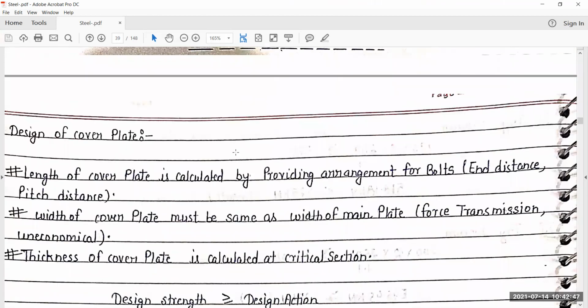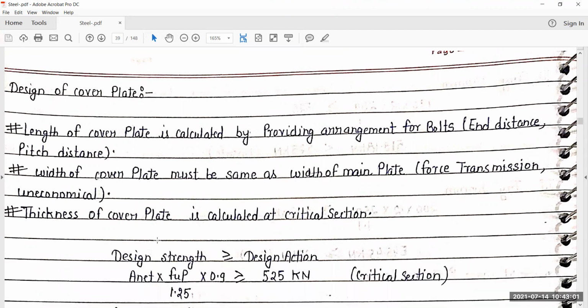Okay, then now this is the pitch distance. We already arranged the rebate. The design of cover plate: length of cover plate is calculated by providing the arrangement of bolts and the individual pitch distance. Width of cover plate must be the same as width of main plate, otherwise it is uneconomical.